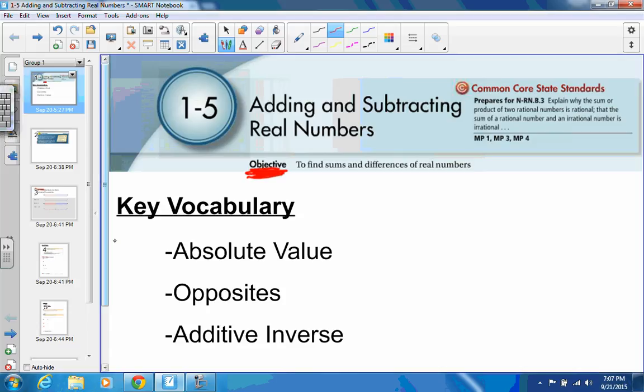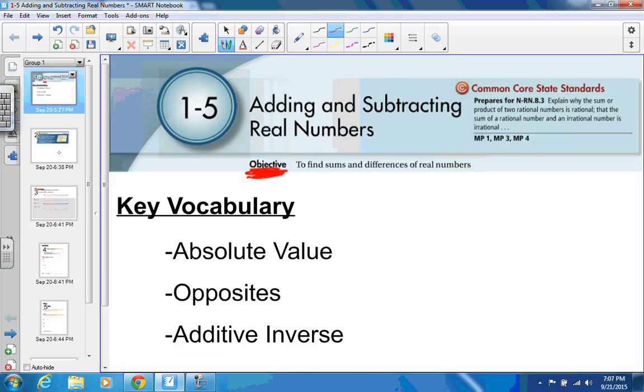A couple keywords as you're writing that down. We have our absolute value. We'll talk about absolute value, what that is, and how we use it. Opposites and additive inverses, and those are both very close. You'll find out in a second.